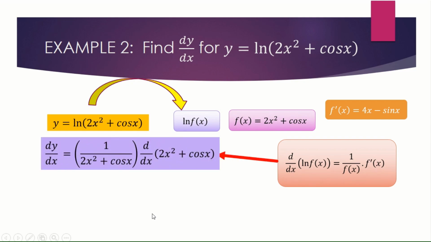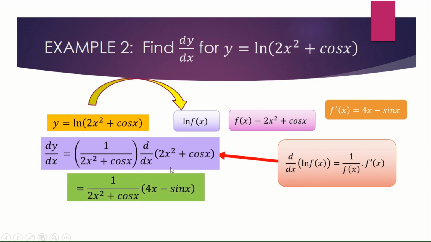Now if we replace f(x) and f prime x, we get 1 over 2x squared plus cos x, multiplied with f prime x, which is 4x minus sine x. Or we can also write it as 4x minus sine x divided by 2x squared plus cos x.